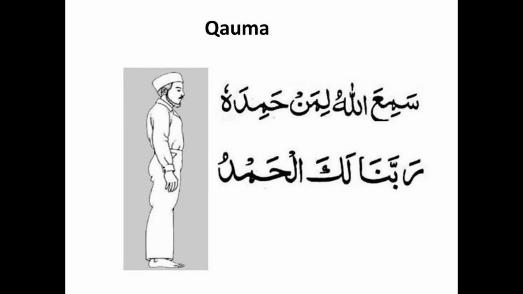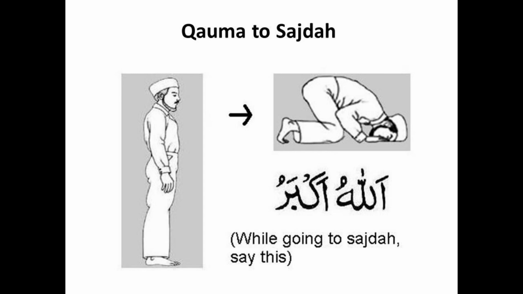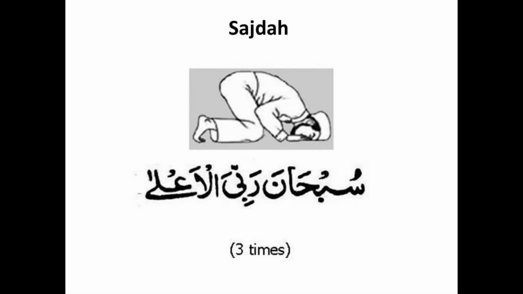Then we go into the Qawma position. This is where we stand back up after ruku' and we recite Sami'allahu liman hamida, Rabbana lakal hamd. And then we go into sajda. Whilst we are going into sajda, we recite Allahu Akbar. And then whilst we are in sajda, we recite Subhana Rabbiyal A'la, three times.